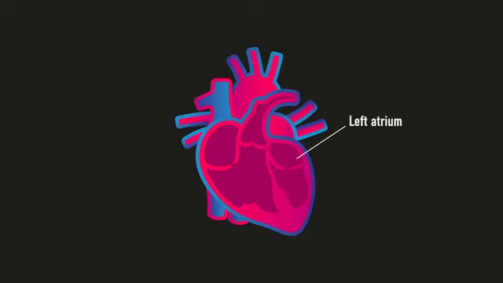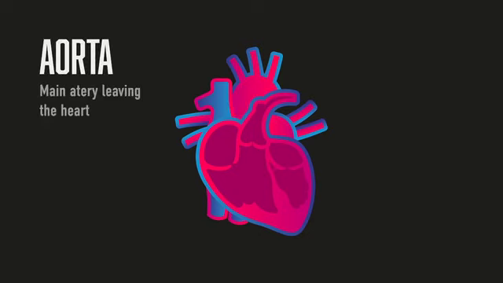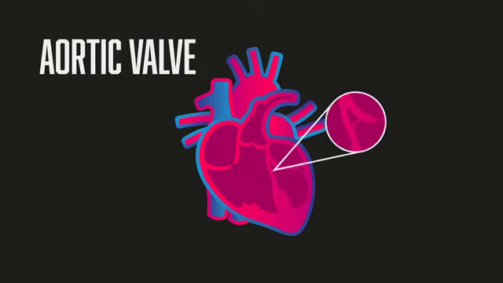Next, we entered the left atrium and then the left ventricle. On the pump of the left ventricle, blood leaves the heart via the main artery, called the aorta. Between the heart and the aorta is the aortic valve. Again, this valve prevents the backflow of blood into the heart.